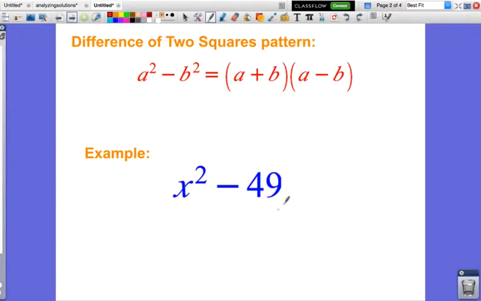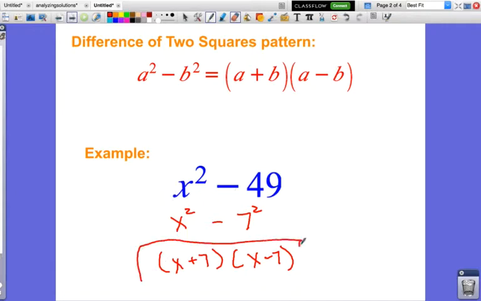Here I have x squared minus 49. Well, 49 can be written as 7 squared, since the square root of 49 is 7. Here's my a squared and here's my b squared. So really, this is x plus 7 times x minus 7, and I'm done. You can check it: 7 times negative 7 is negative 49, 7 times x is 7x, negative 7 times x is negative 7x, they cancel out, and it's all x squared minus 49. I'm all done just by using that pattern.